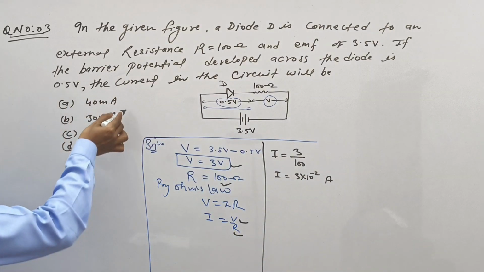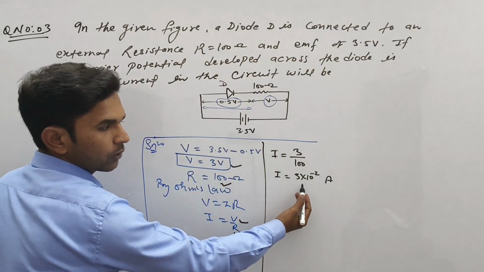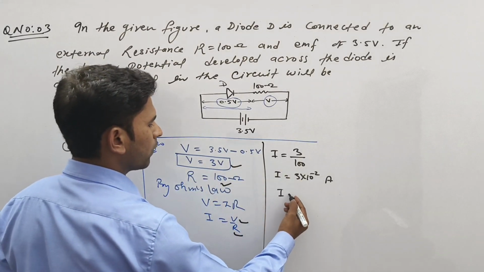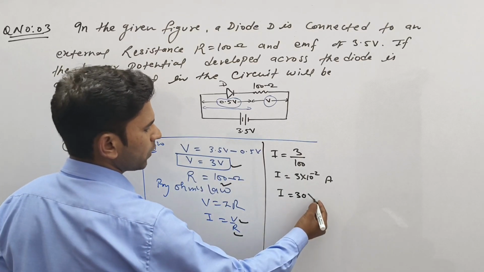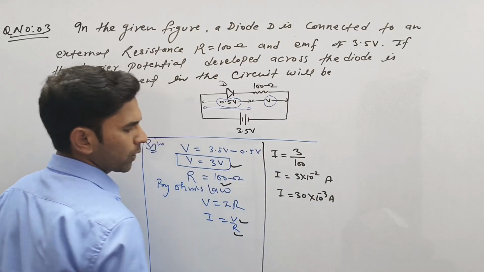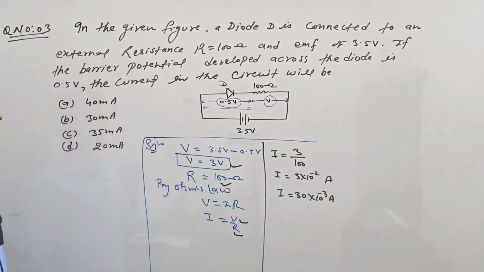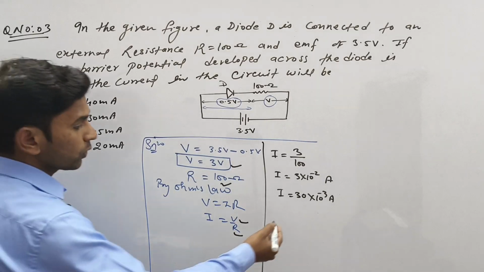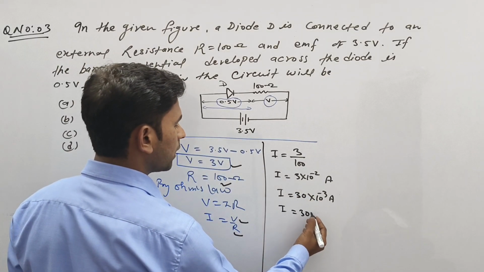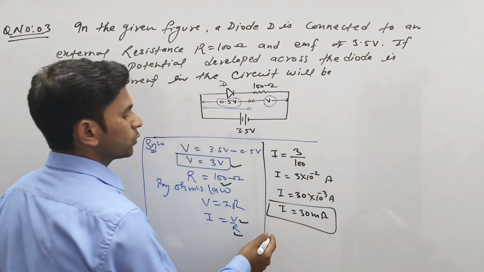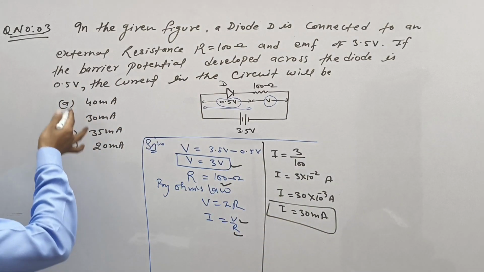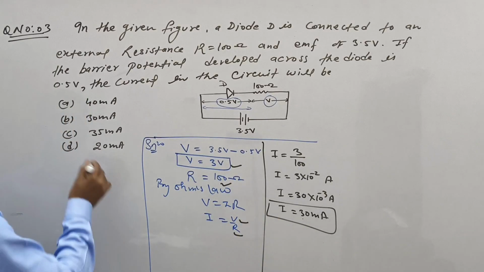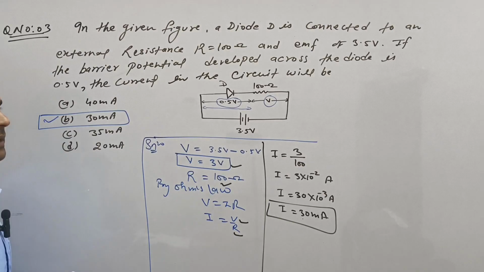But in the given options there is no option like this. So how will you convert it? You multiply by 10 and write the power as minus 3. 10 power minus 3 basically represents milli. So now you can write I is equal to 30 milliampere. Which option is correct? Check the options: 30 milliampere. So option B is the right answer of this problem. Option B is the correct answer.